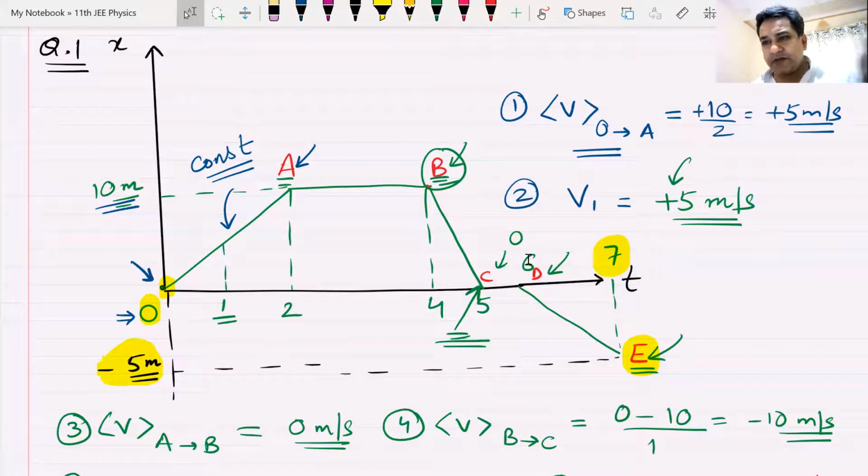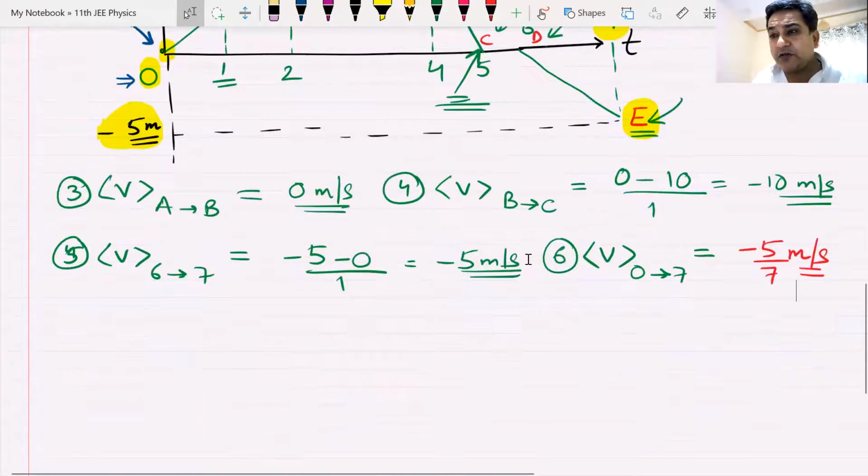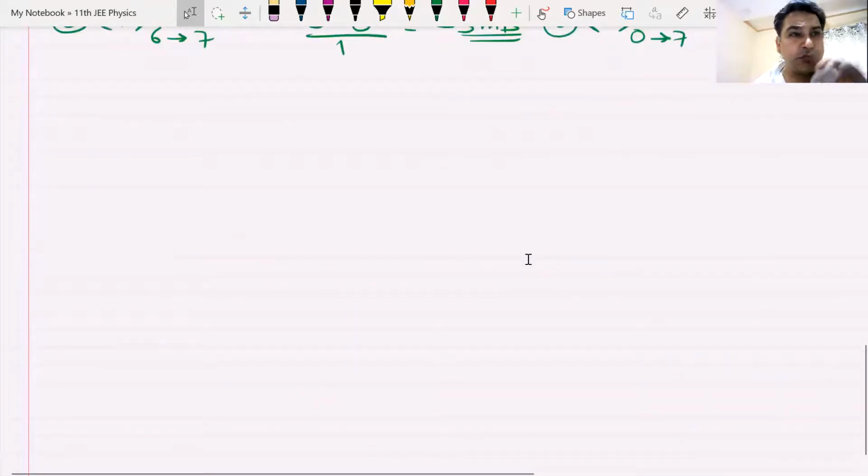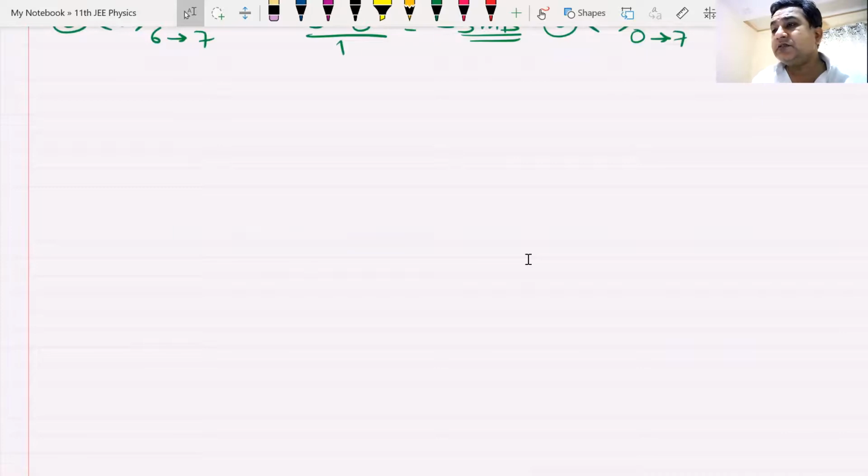Average velocity, we again revise: total displacement divided by total time. If the graph is a straight line, velocity is uniform. If time is increasing, x is increasing, velocity is positive. If the slope is constant, velocity is constant. If the slope is variable, velocity is variable, and so on. Now, I would request you to attempt the other questions in your notes.